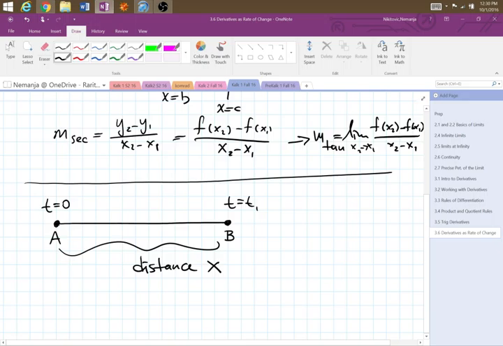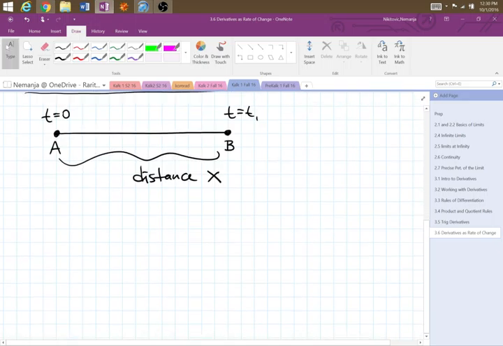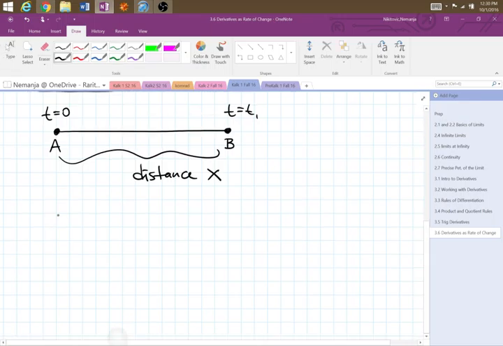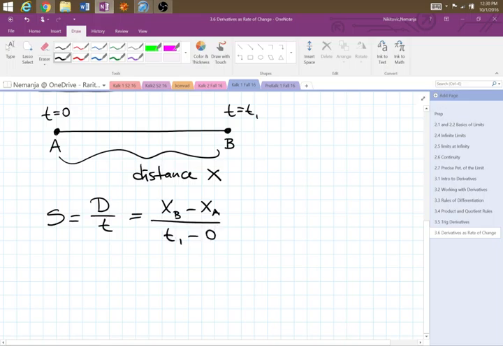So now I can calculate the speed, right? The speed as distance over time, but then it's a change in distance, so I can say it's xb minus xa divided by t1 minus 0, and you already see here that rate of change. Now this will be your secant line.